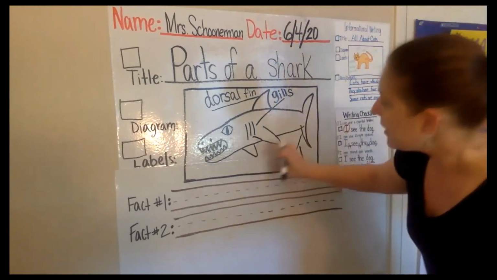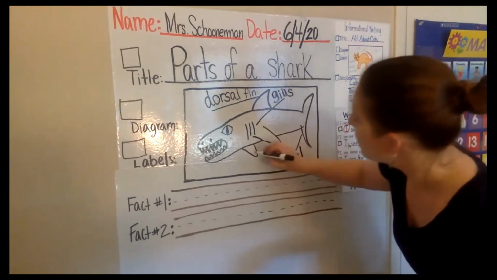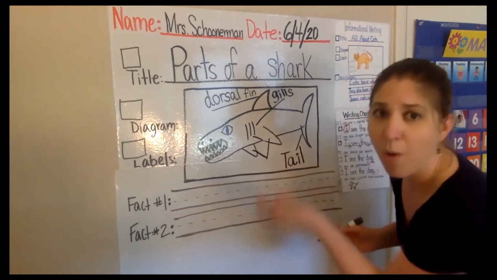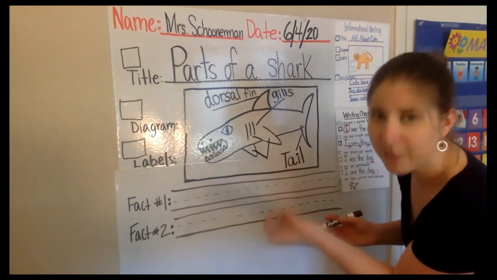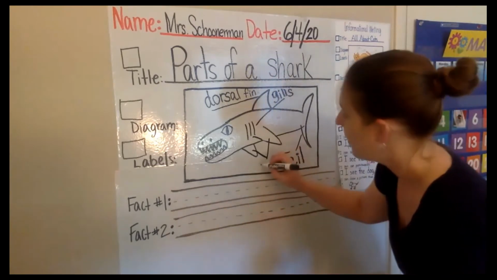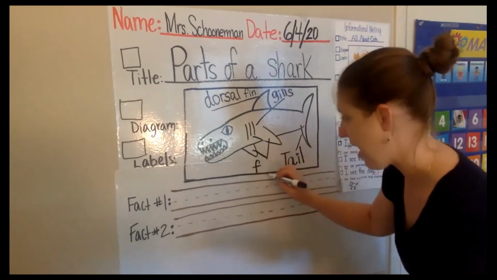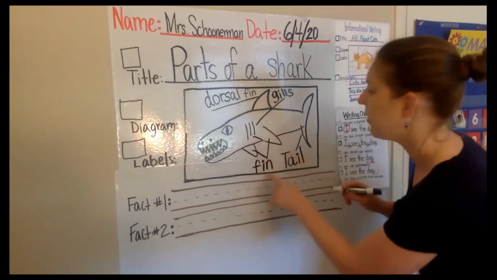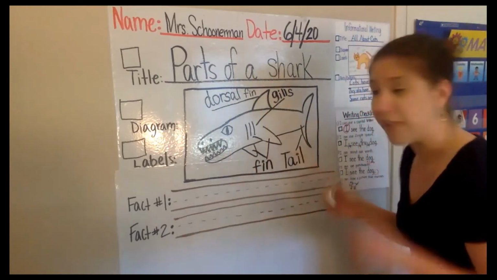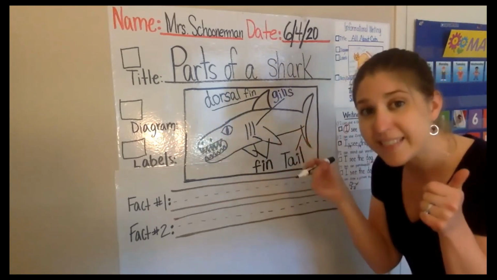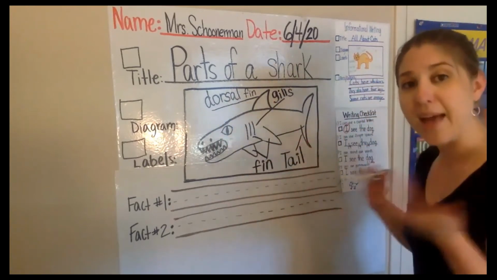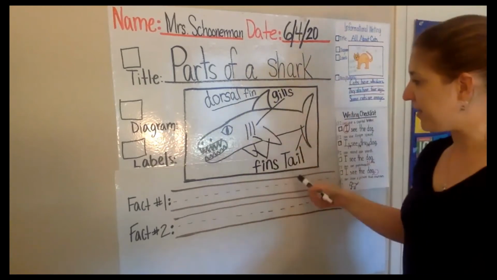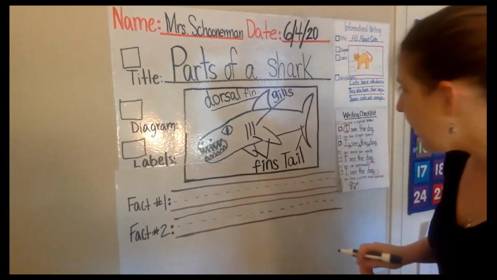Tail. And then these two, those are just called fins. So we can just add a label for that. Fins. Tap that word out. Fin. Easy enough. F, I, N. And it's not one fin, it's two fins. So in order to make it plural, we add an S to the end to mean it's more than one. Fins.